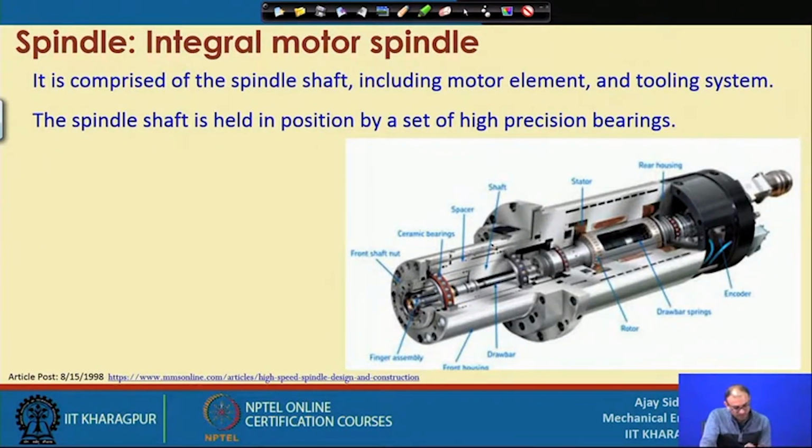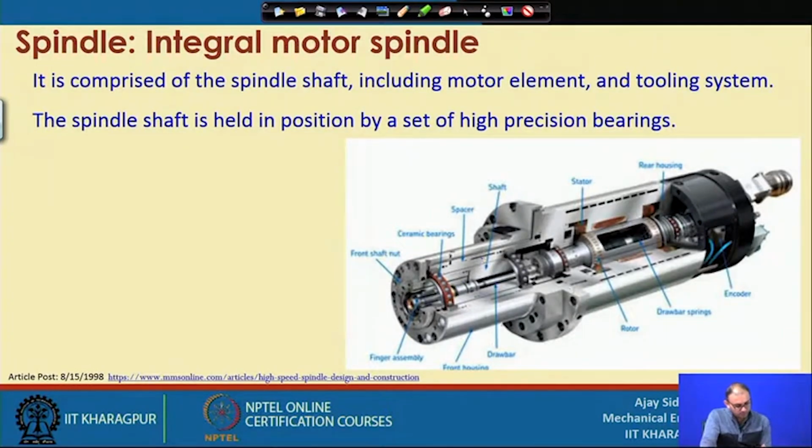But the minimum requirement is that you have to put bearings at the front part as well as the rear part, because the shaft will undergo two different types of loading. One is the radial loading and another is the thrust loading, that is along the axis of the shaft.